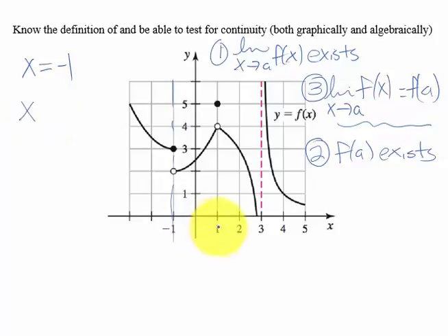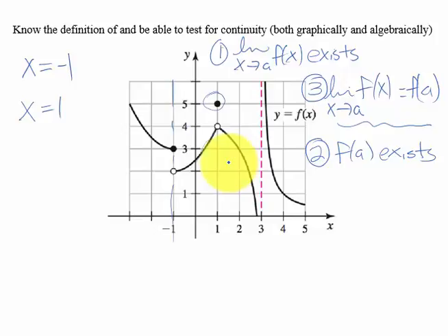Okay, another place that is not continuous is at x equal 1. And the limit does exist there. As I approach from the left and the right, I get 4. The function does exist there. It's 5, and that's the problem. This fails condition number 3, which says the limit as x approaches 1 has to equal the function value at 1, and it does not.